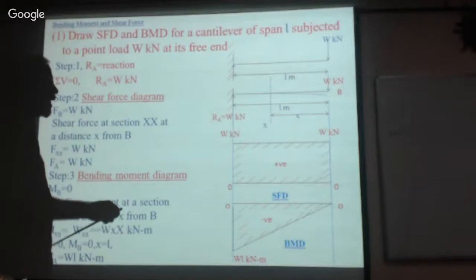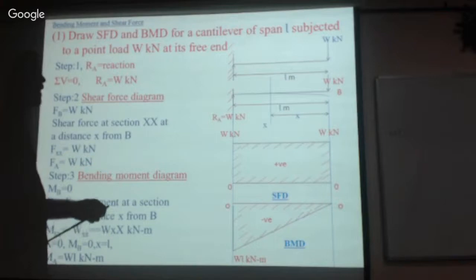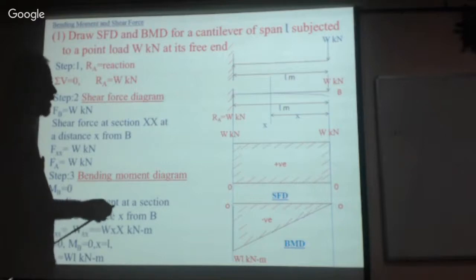If you consider this distance, the bending moment varies from B to RA. Now the maximum bending moment occurs at this point, isn't it? Maximum bending moment is W into distance, WL kilonewton meter. W is the load, and the perpendicular distance gives the moment. Now at any point we can calculate. At this point it is zero.